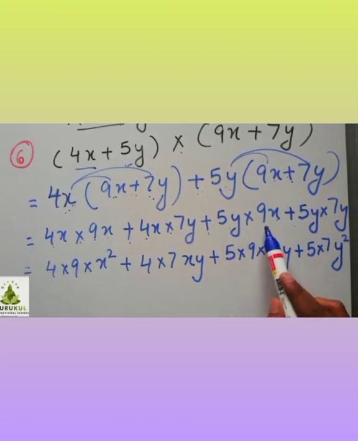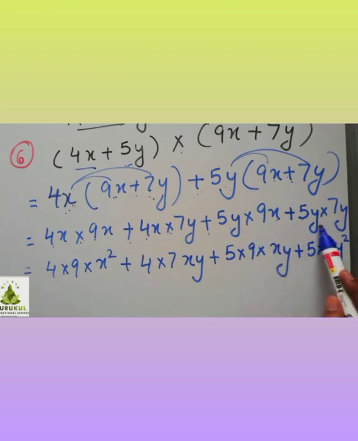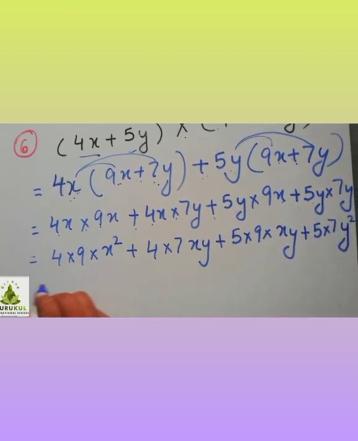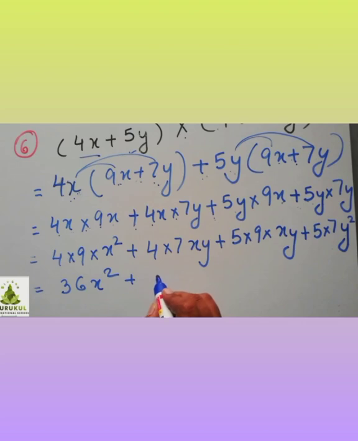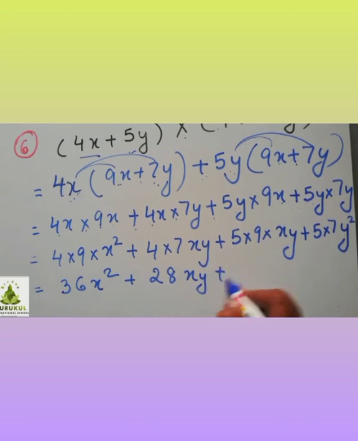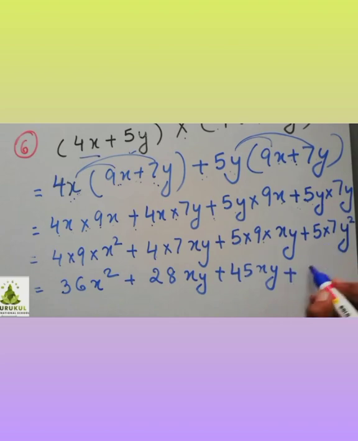Now here 5 into 9 I wrote. Now y into x means x into y. Both are same, so I wrote here xy. yx means xy itself. Now y into y is y square, and 5 into 7 I wrote. Now you multiply this. 4 into 9 is 36. You are getting x square plus next is what? 28. 7 4s are 28 xy plus 5 9s are 45 xy plus 5 7s are 35 y square.